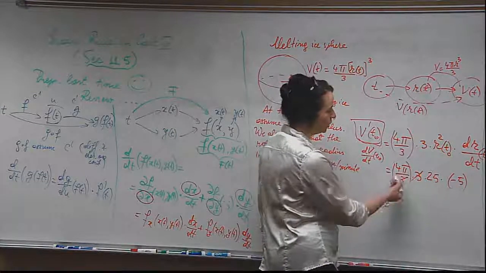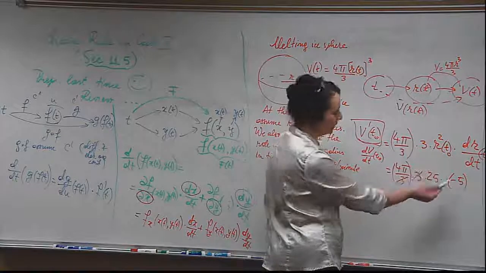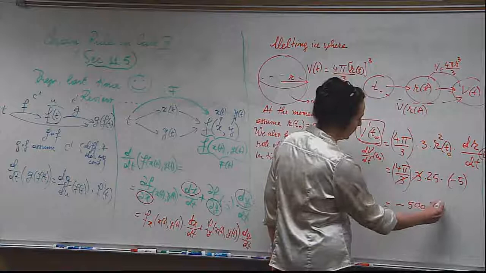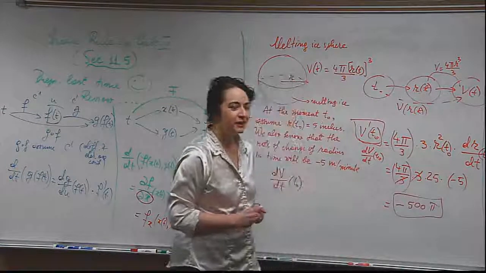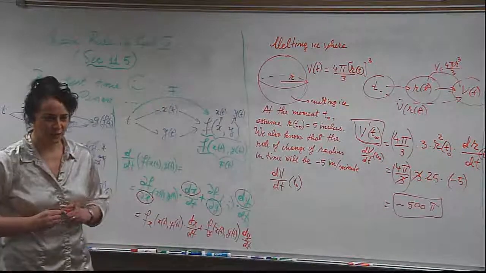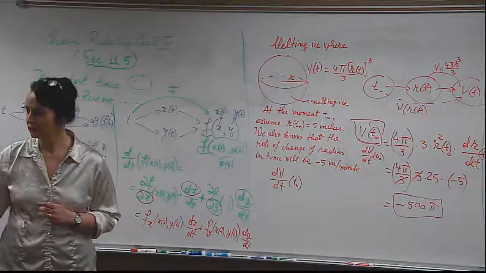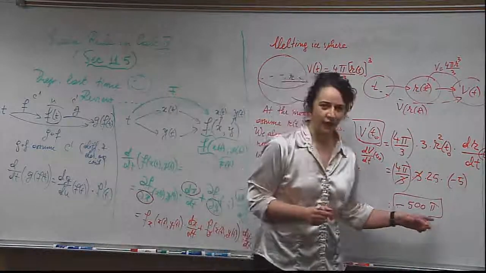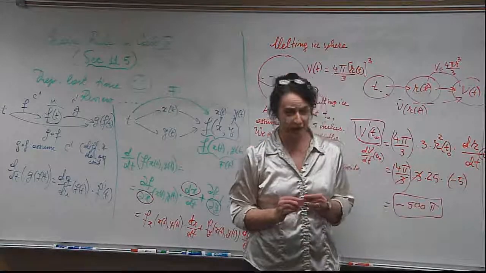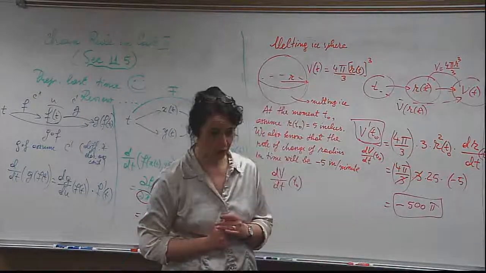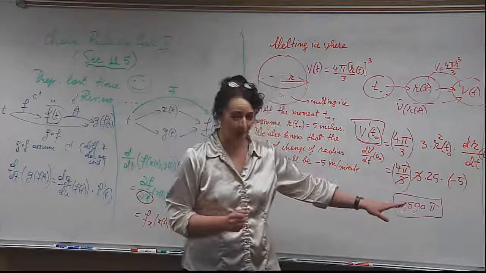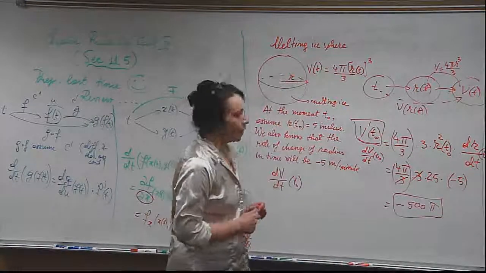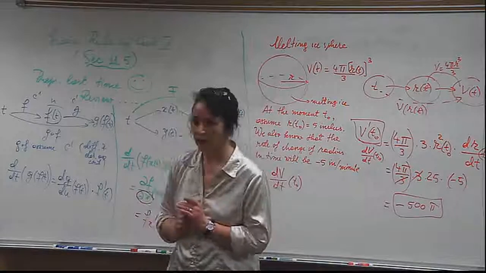You can, if you want to do more, 4 times 25 is 100 times 5, so I have minus what? 500 pi. And okay, what would be the unit of that? I'm wondering. Cubic inches per minute. Very good. Cubic inches per minute. Why don't I write it down? Because I couldn't care less. I'm a mathematician. If I were a physicist, I would definitely write it down. Okay? And he's right.